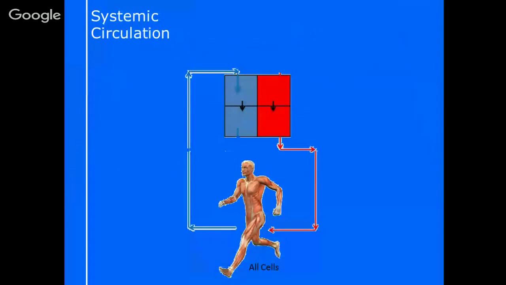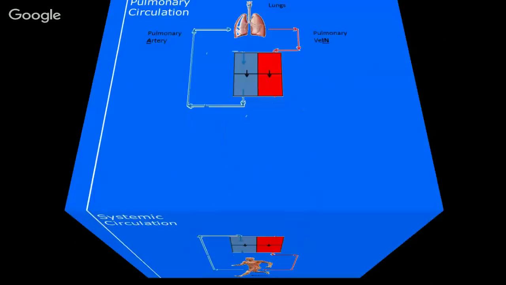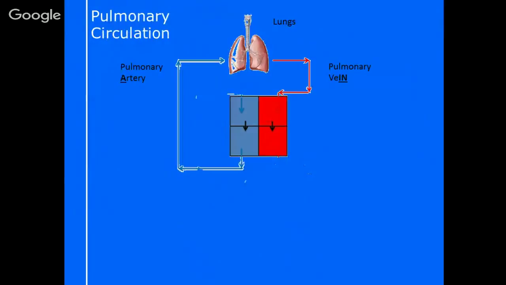Systemic circulation is obviously the other part to that. That's the bit that's serving the body itself. Now, there is one key difference really between the pulmonary circulation and the systemic circulation.